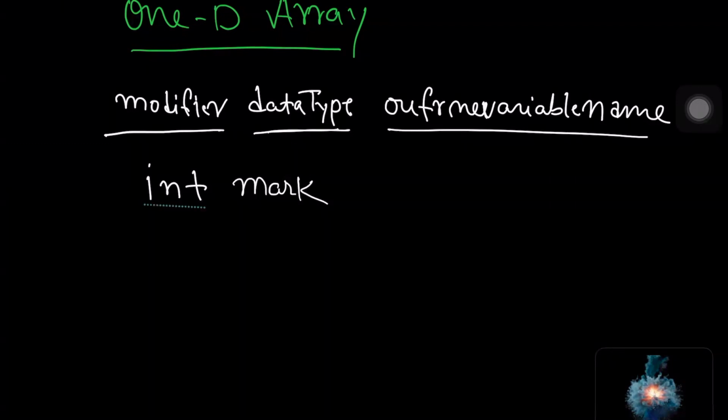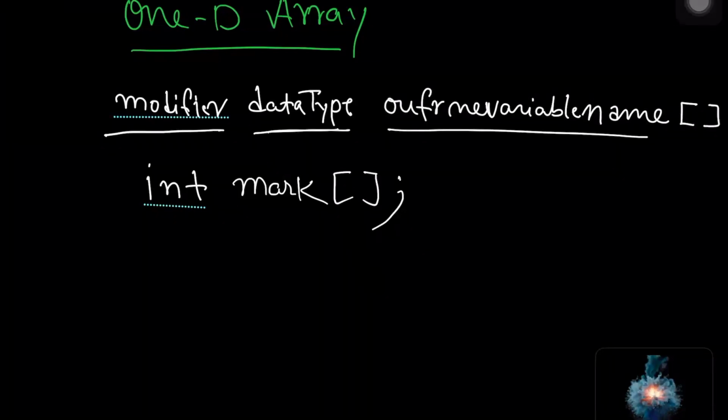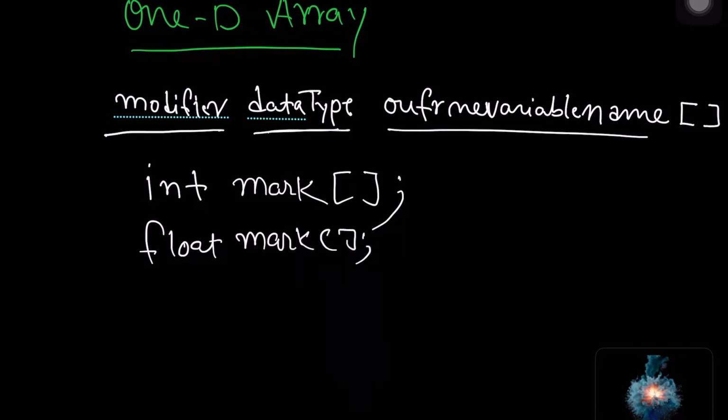Now this looks like a normal integer variable, right? A normal integer variable is also declared like this. So what is the difference? The only thing that makes the difference is this bracket. You have to use this open and close bracket. So this is called declaration. If someone asks, can you declare an integer type array? You can declare like that. Can you declare a float? You just have to write float mark like this. This is the straightforward basic declaration.